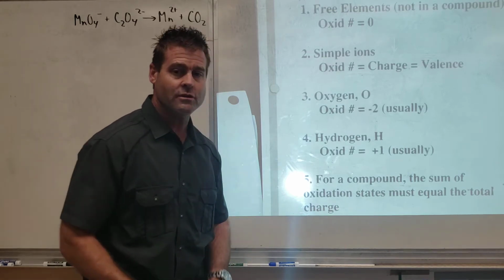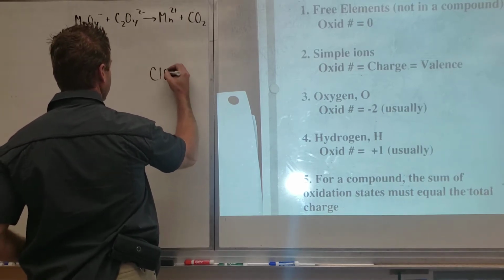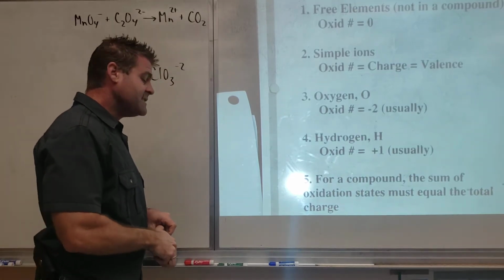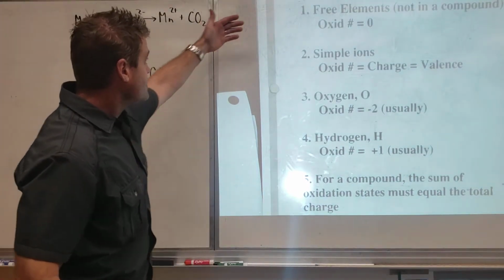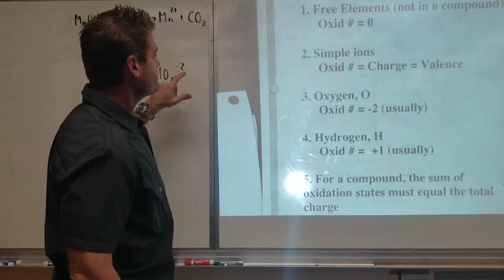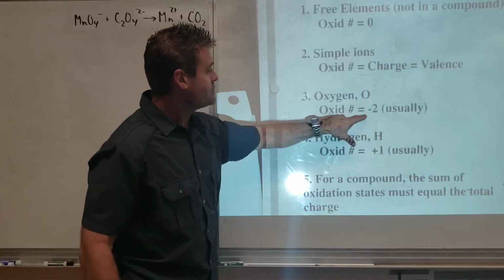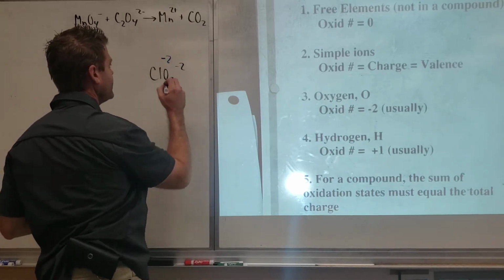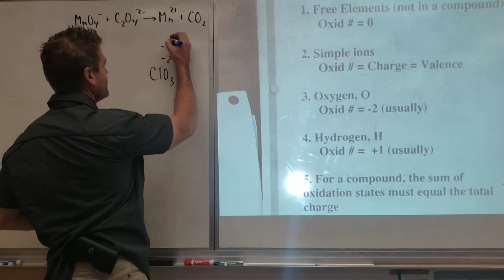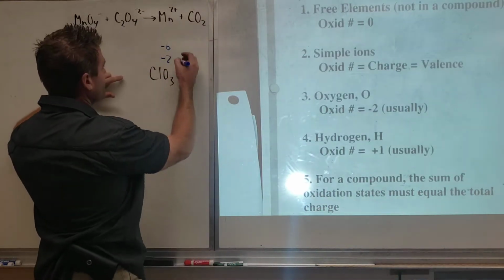Okay, I'm going to show you what we mean by that. Let's apply that here. Let's say we have a chlorate. Chlorate is a polyatomic ion, so it's got a charge. Let's say we had to assign oxidation numbers to each of the elements. Just going from the list, there are no free elements. This is a compound. It's not really a simple ion because it's a polyatomic ion. Oxygen, that's our first one, is assigned a -2. There are 3 oxygens, each with a -2, so that's -6. Now remember, for a compound, the sum of the oxidation states must equal the total charge. The total charge is -2.